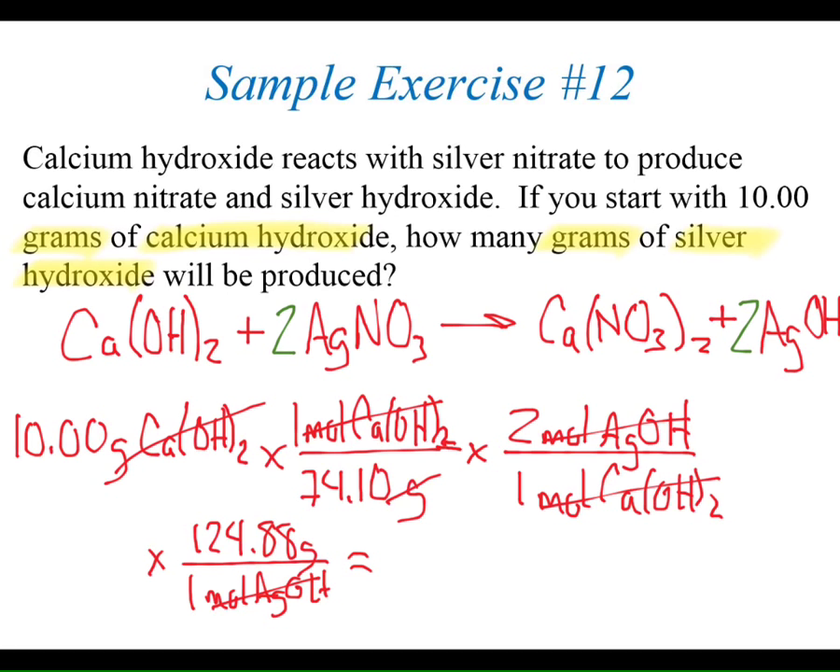How many sig figs should I have? 4. Yes. So what is it? 33.71? 33.71 grams. Awesome. Okay, kind of see how this all comes together, right? The naming, the equations, the balancing, everything, it all ties together.